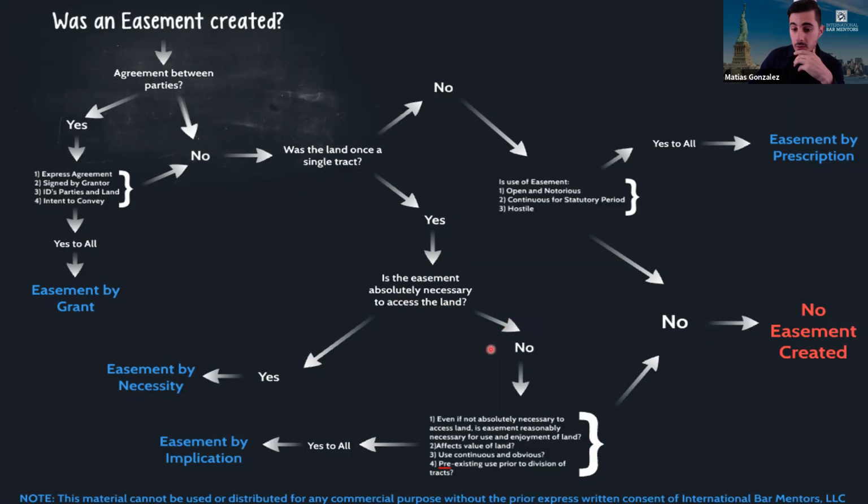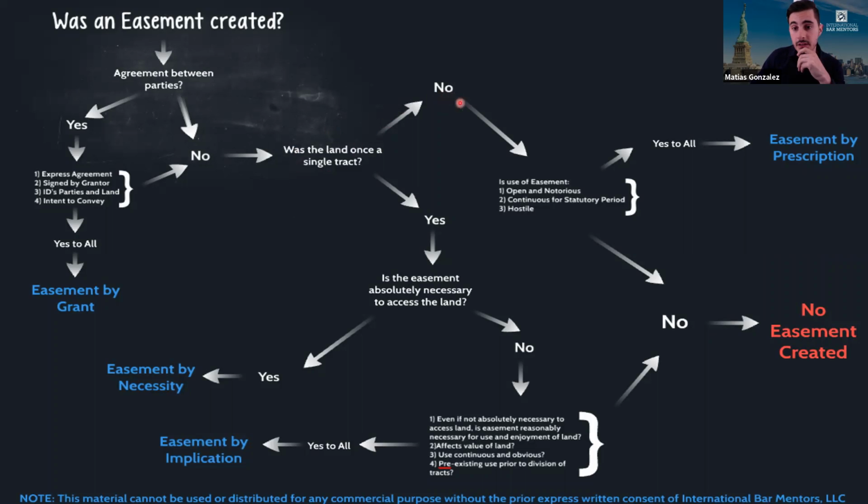If you say no, okay, so it's not absolutely necessary to access the land, then you can go through this other checklist of 4 items, right? Even if it's not absolutely necessary, is the easement reasonably necessary for use and enjoyment? Does it affect the value of the land? Has the use of the easement been continuous and obvious? Is there pre-existing use prior to division? If you answer yes to all of those, then you have an easement by implication, right? If you answered no, then no easement was created, right? At least going this way, except if the property was never a single tract, right?